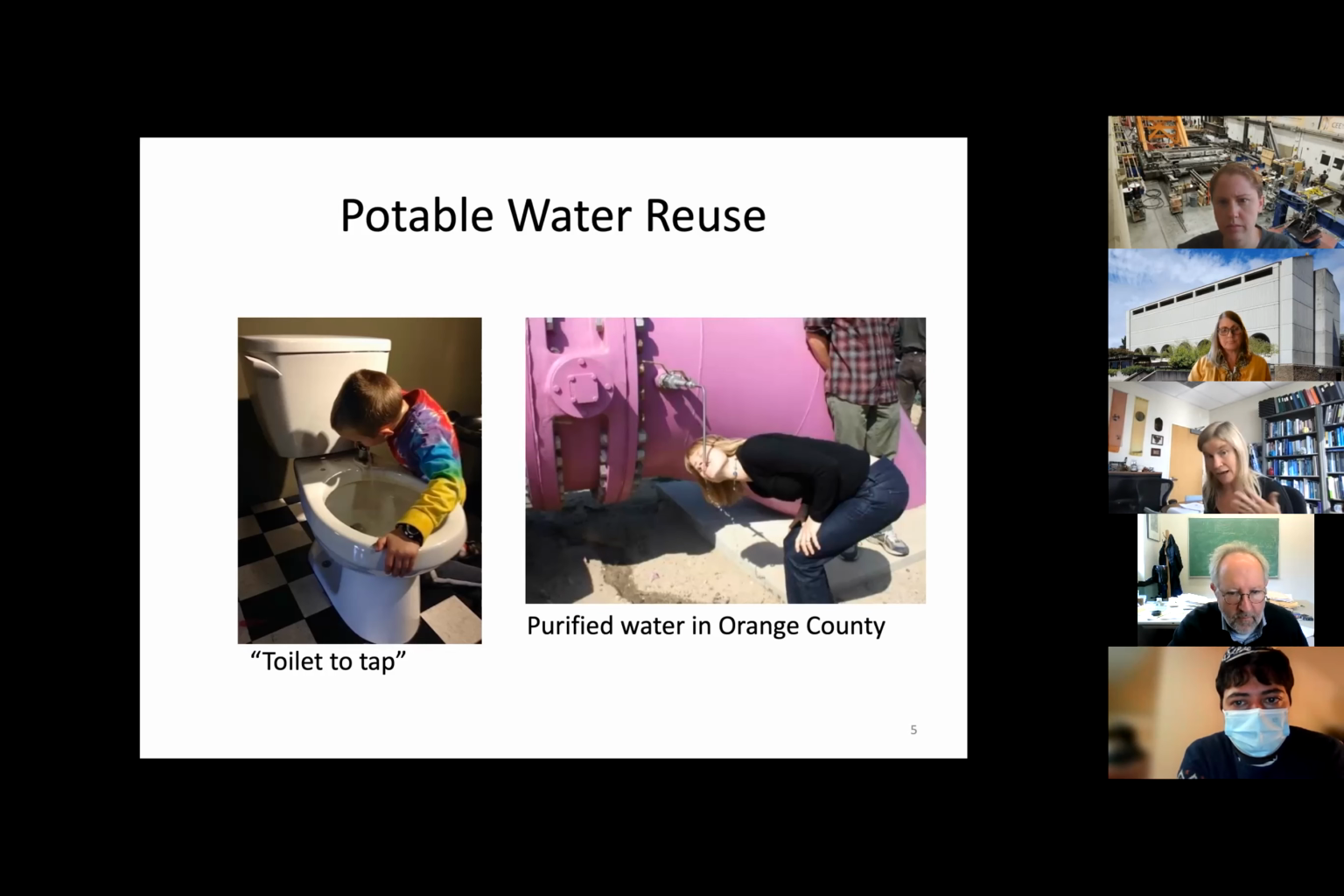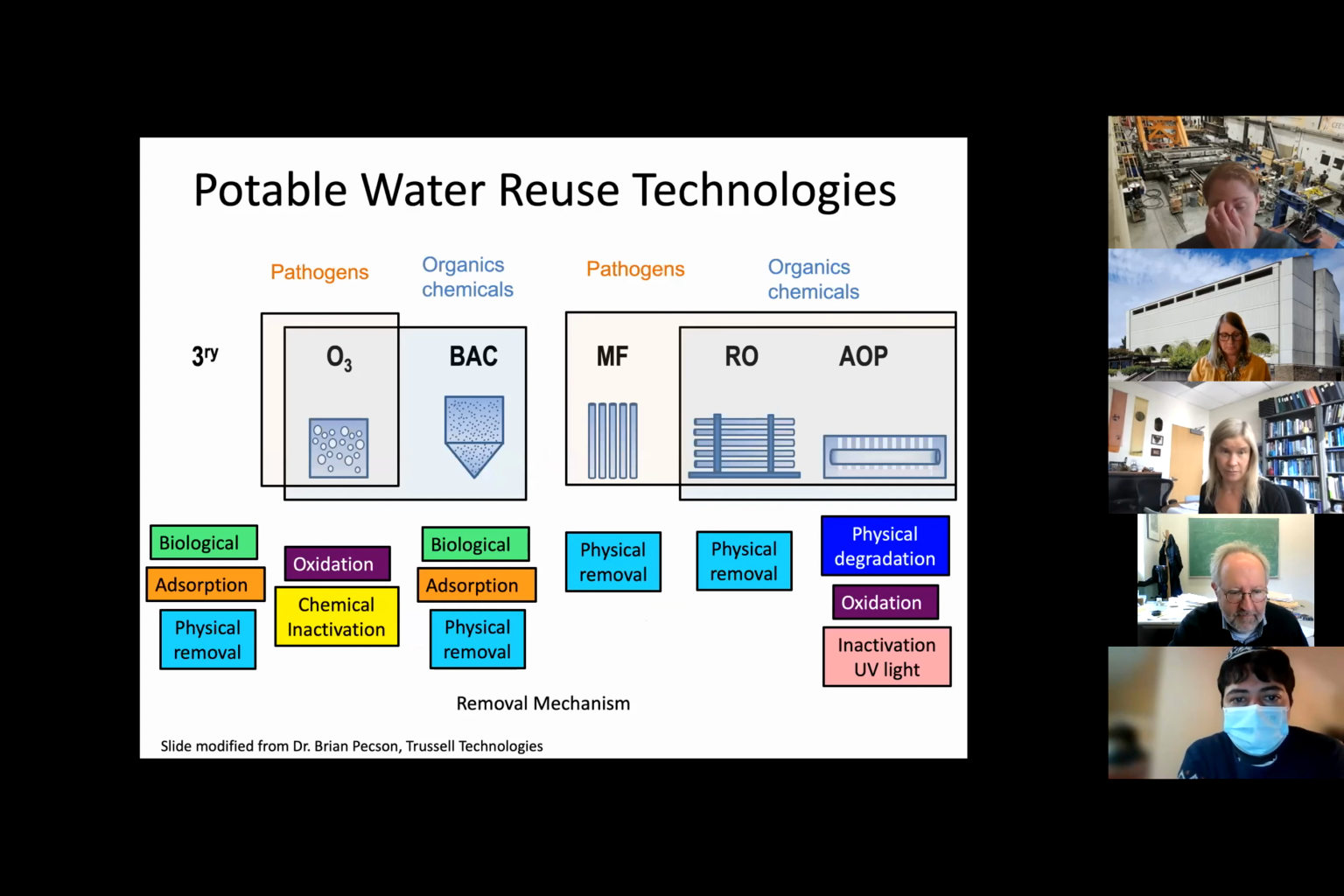So this is me actually drinking purified wastewater at a facility down in Orange County. And the way we can do this is by using a lot of different treatment processes. We can use ozone, we can use activated carbon with biological degradation, we can use membrane or microfiltration, we can use reverse osmosis, we can use hydrogen peroxide and ultraviolet light to achieve advanced oxidation and remove all of the pathogens and organic chemicals that are of a concern. So that's just one example of innovation.